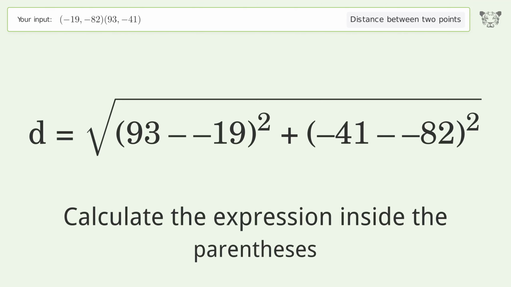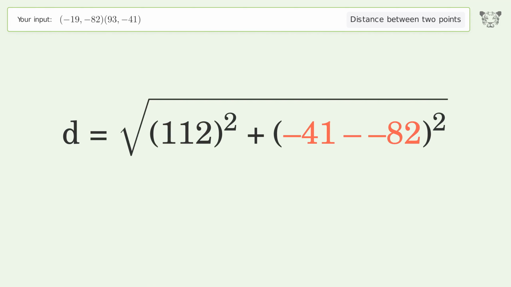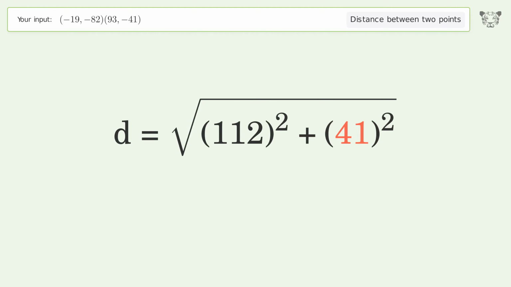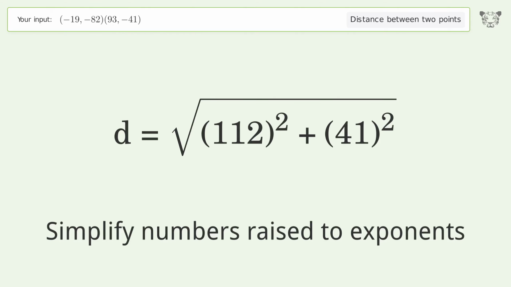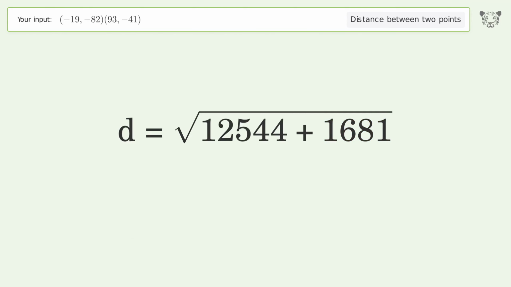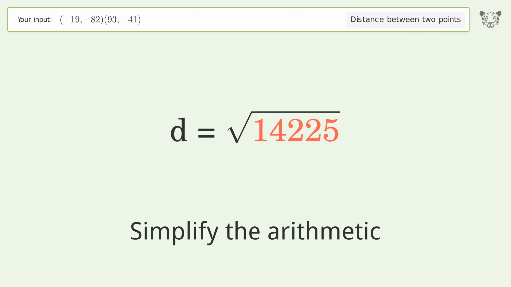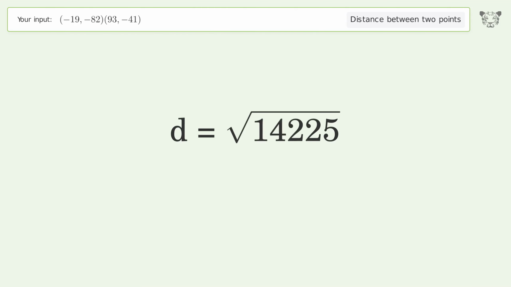Calculate the expression inside the parentheses. Simplify numbers raised to exponents. Simplify the arithmetic. And so the distance between the 2 points is the square root of 14,225 or 119.269.